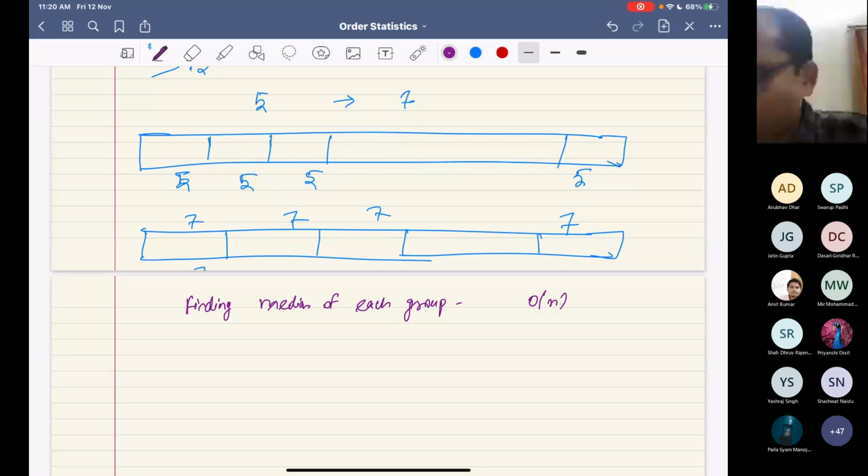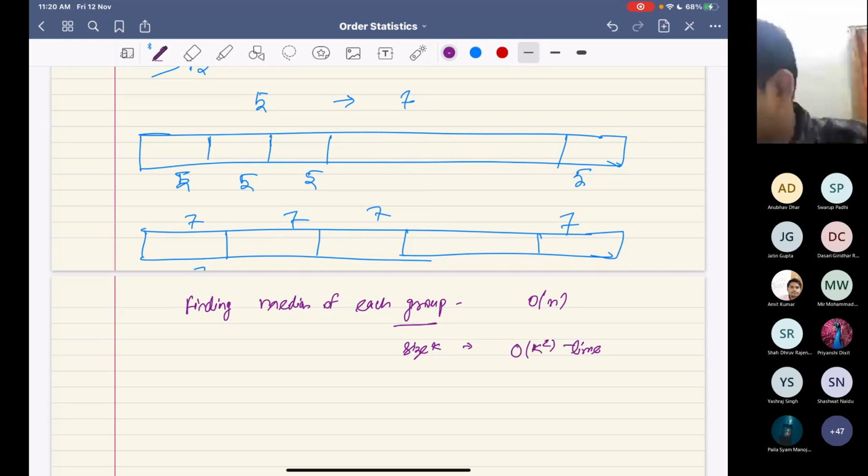But actually, what is the time you are taking? Let's say we use a simple algorithm, so for a group of size k, that will take k square time. You may use simply selection sort or some simple algorithm, because the number of elements is very, very small. So you will not go for an n log n type of complex algorithm. You will go for a simple algorithm. So if I use k square time for each group, what is the total time for groups of size 5?